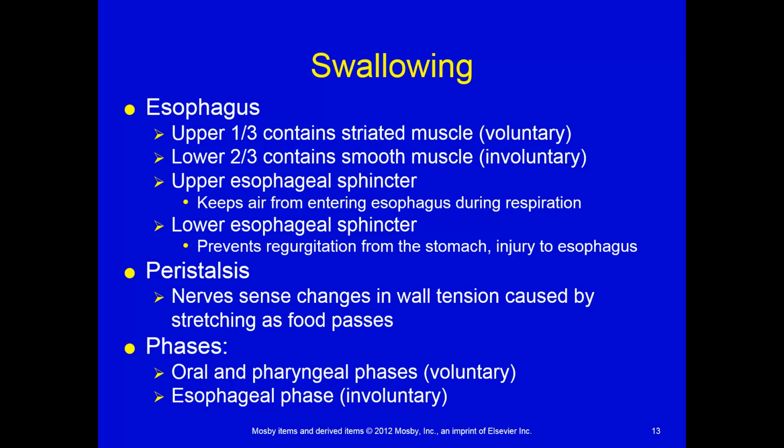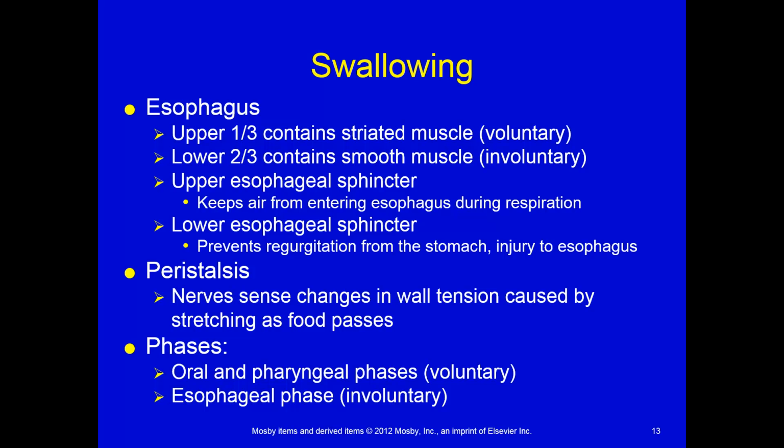Okay. Then we also know that at each end of the esophagus, at the top and at the bottom, the esophagus gets closed by some sphincters, right? The upper esophageal sphincter keeps air from entering the esophagus during respiration. So it closes during respiration so that there's not a lot of air filling up our GI system. The lower esophageal sphincter, the one right before you enter into the stomach, obviously prevents regurgitation from the stomach back up into the esophagus.